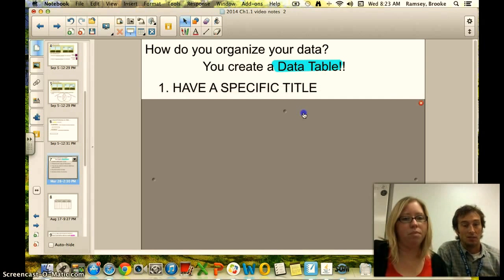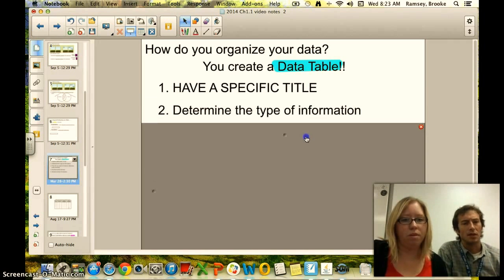First of all, you need to have a specific title. What is it you're talking about? Usually it's a good idea to mention either your independent or dependent variable in your title. You want to determine the type of information. Are we talking about qualitative or quantitative data? You want to be aware of that.